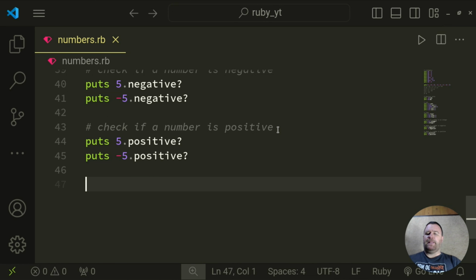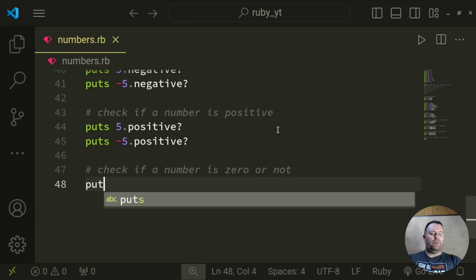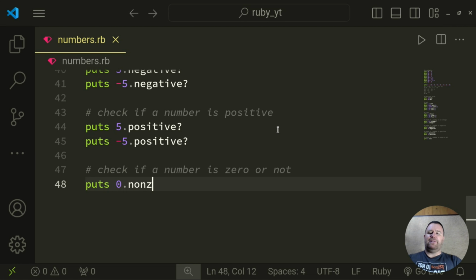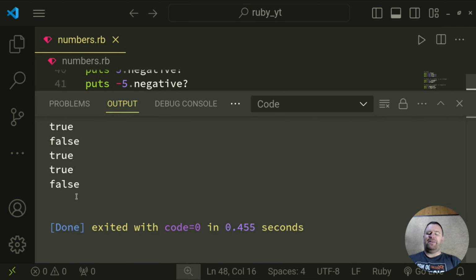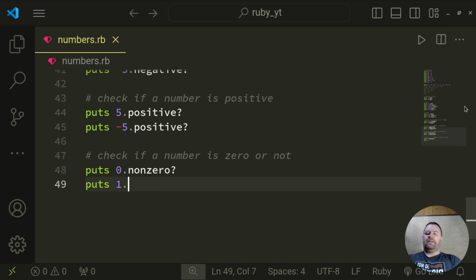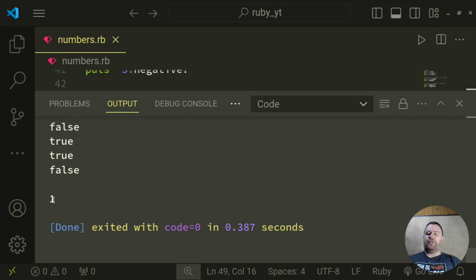All right. What else can we do? We can check if a number is 0 or not. And there's a couple different ways we can do that. So we can do puts 0.nonzero?. And if we run this, this is interesting. We see we have a space here. So it returns nil if it is 0. But if it's not 0, it's going to return the number. So it returns 1.